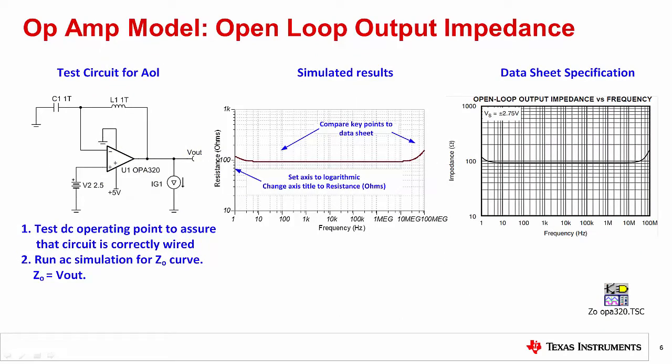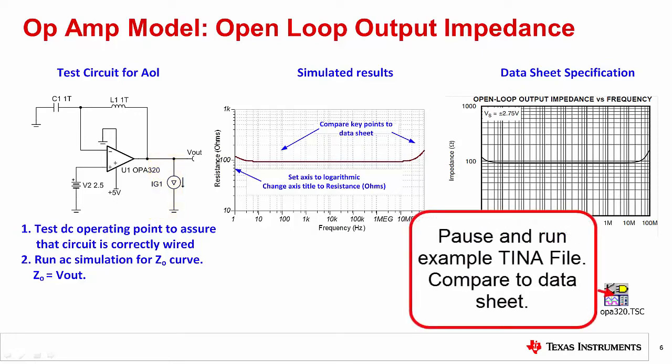Another important curve is the open-loop output impedance. This curve is ideally flat for fastest ADC settling. The circuit used for this test is similar to the open-loop gain test, as the feedback loop is broken for AC but shorted for DC operation. The main difference is that the current generator signal source is applied to the output of the amplifier. Pause now and run the example TINA file ZO OPA320 TSC. Compare the results to the datasheet specification.